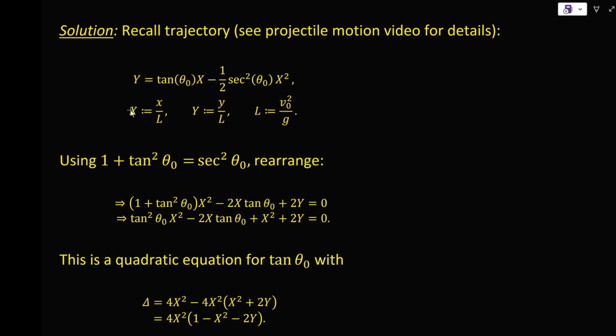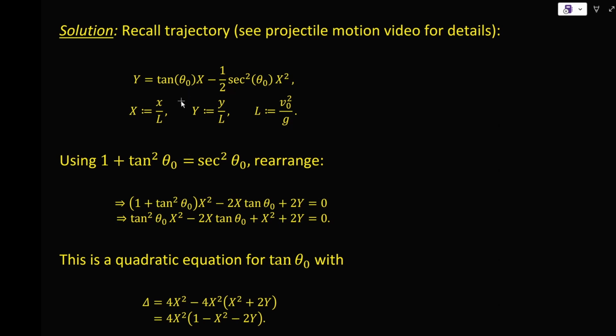So if the projectile hits the target, the target location must be a point on the trajectory. That means the trajectory equation is satisfied when x and y are the target coordinates. So in the equation, x and y are given, and we're left with just one unknown, theta naught. Now we're going to solve for theta naught.